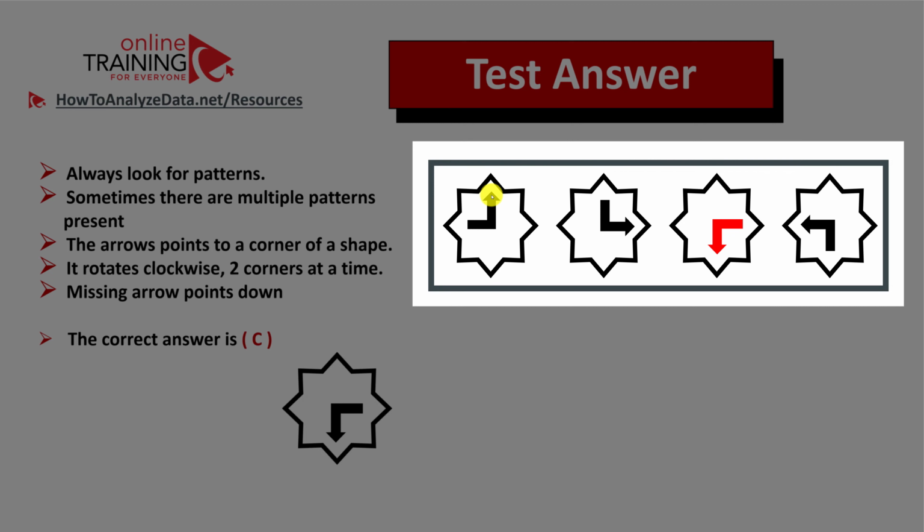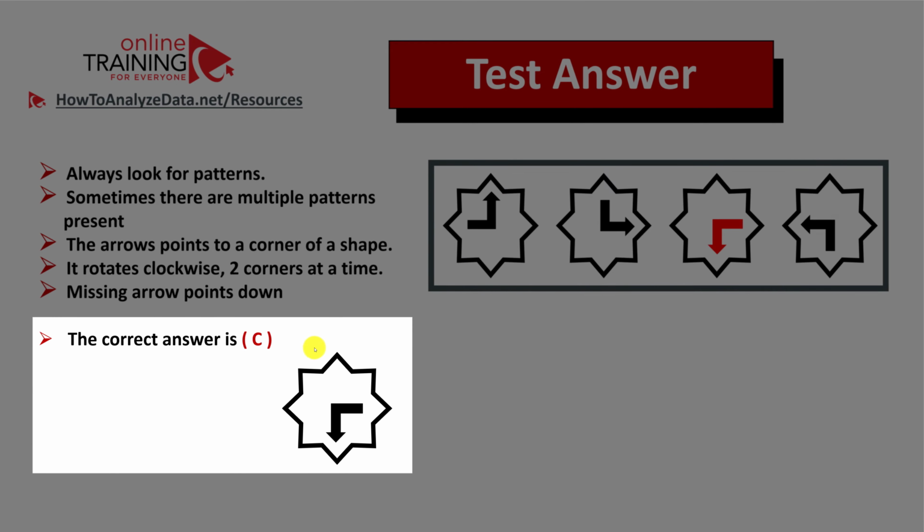The first shape, the arrow points to 12 o'clock. The second shape points to 3 o'clock. You see that it clicked 2 positions between the first shape and the second shape. Then the next shape's arrow supposedly will point to 6 o'clock because the last one points to 9 o'clock. So that's the answer. You go 2 corners at a time and you calculate the next move using the formula.